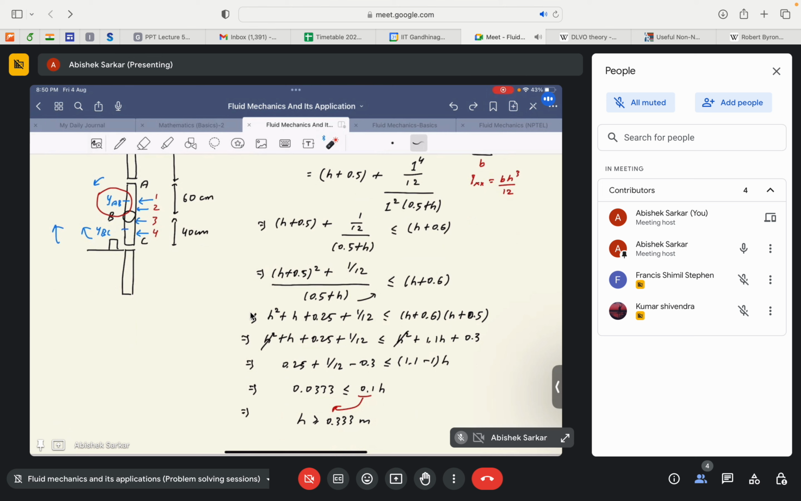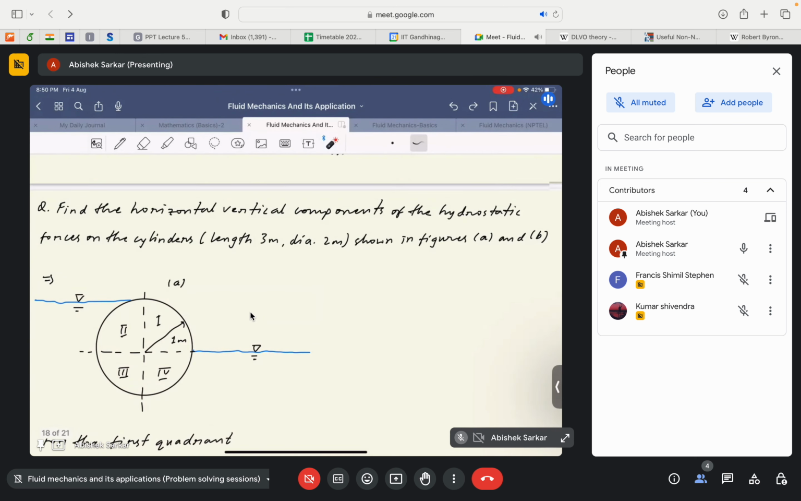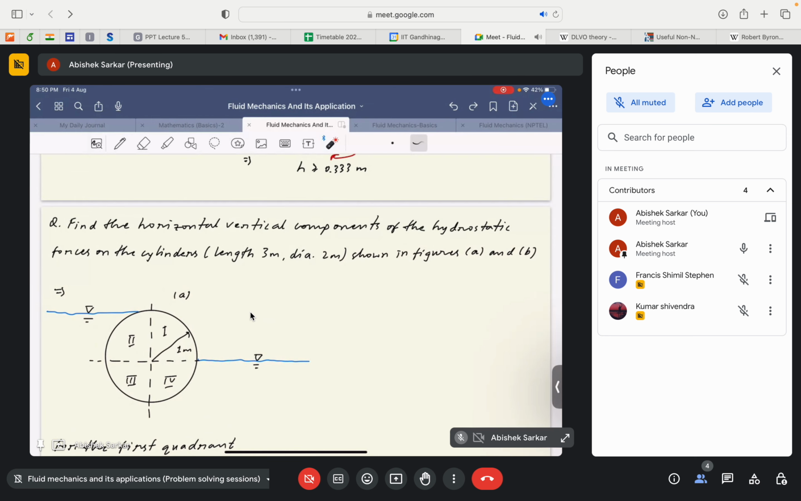Okay. So this was about it for this example. So we look into another example. I guess because of our time restriction, this should be our final example for today. What we are asked is to find the horizontal and vertical components of the hydrostatic forces on the cylinders, where the length of the cylinder is 3 meter and diameter is 2 meter, as shown in figures A and B.